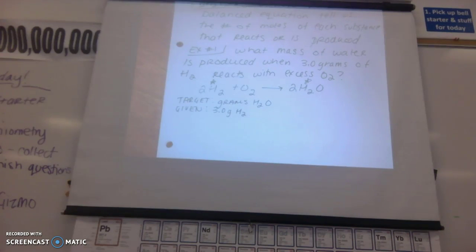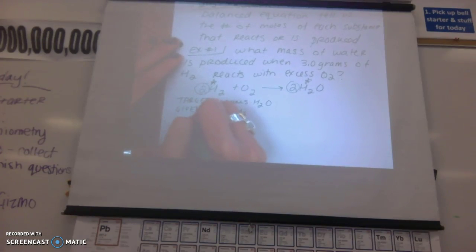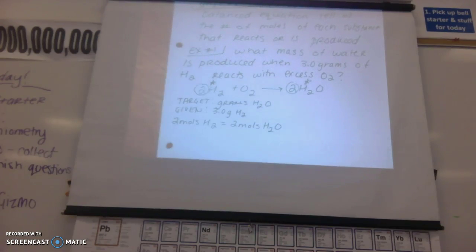Sometimes I put a star over them, or I put a square on them, so I just focus on my 2 substances. And then let's look at their coefficients. We can say 2 moles of hydrogen is equal to 2 moles of H2O. You could simplify that to 1 and 1, but we'll just leave it for now.